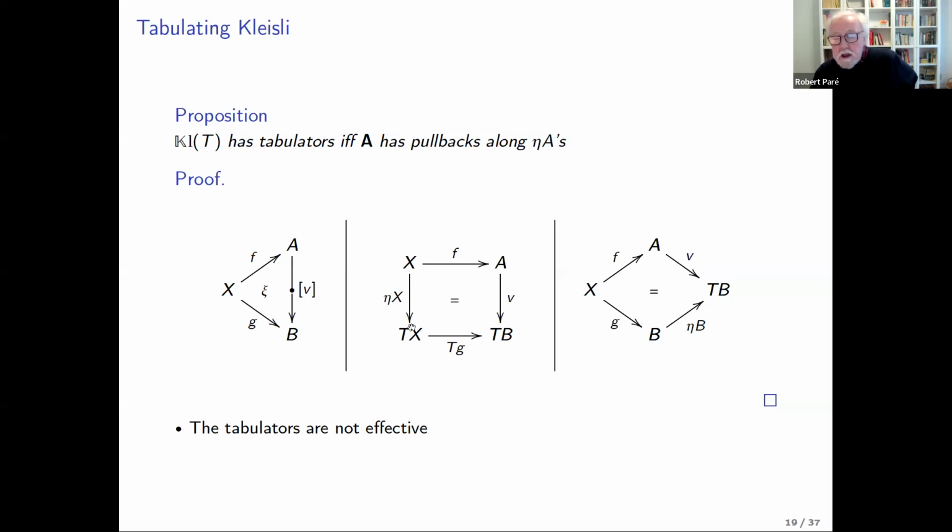And using naturality of eta, you can convert that into this commutative square. And now you see that the universal commutative square like that is the pullback of phi with eta b. But the tabulators aren't effective, partly because you don't have conjoints. And so I don't know if this is any good or not, but it's something to keep in mind.